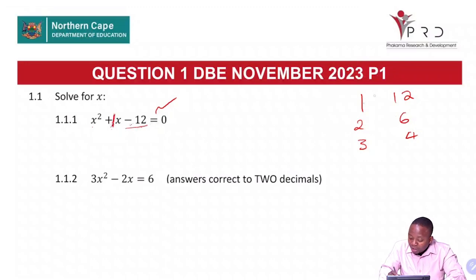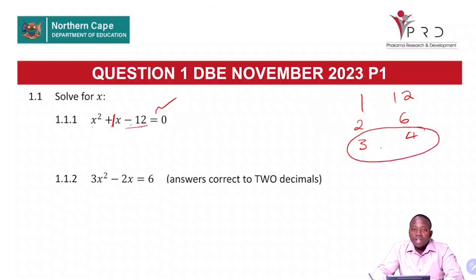Which ones? These ones won't give us 1. These are the ones that are going to give us the 1 that we are requiring. Now, if these are the ones that will give us the 1, we check the signs. The negative sign here means we have different signs. We must have a plus and a minus in our brackets.